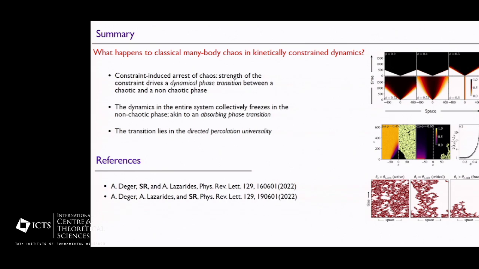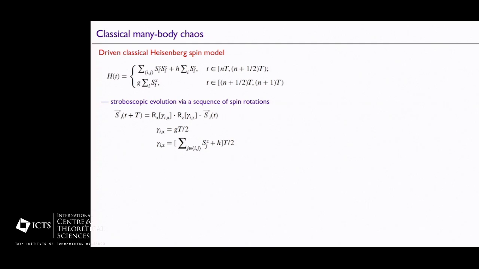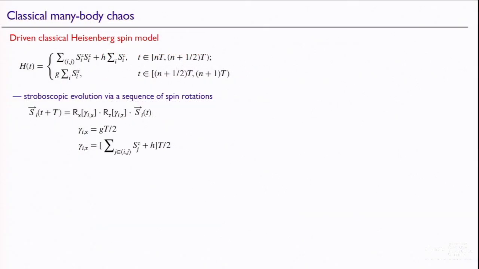Okay, so let me get to the meat of the talk. How do we think about classical many-body chaos? So just to make things concrete, let me talk about a model. What we do is not very specific to the model, but just to sort of set the stage. Imagine I have a classical spin system. These are Heisenberg spins. These S's are components of unit vectors.